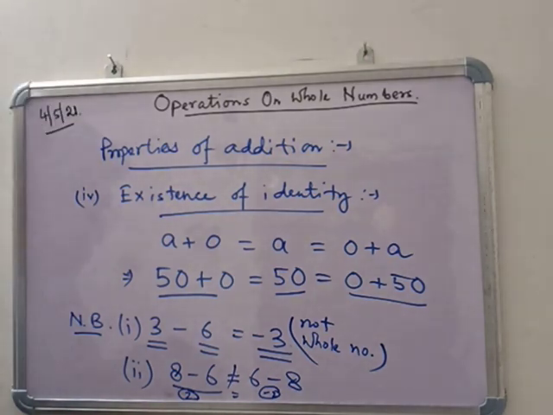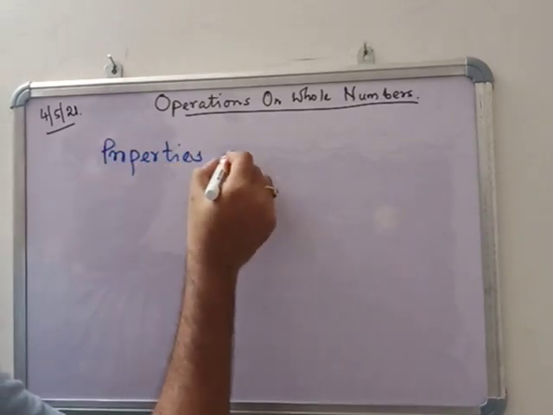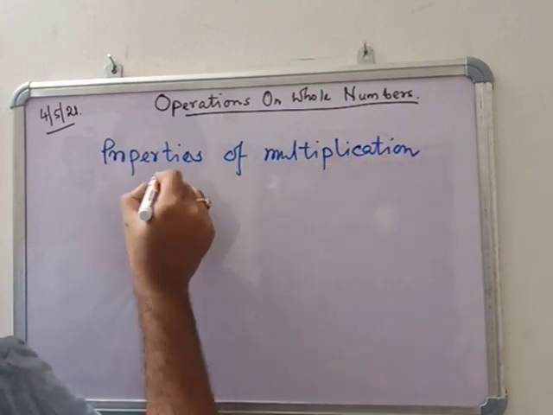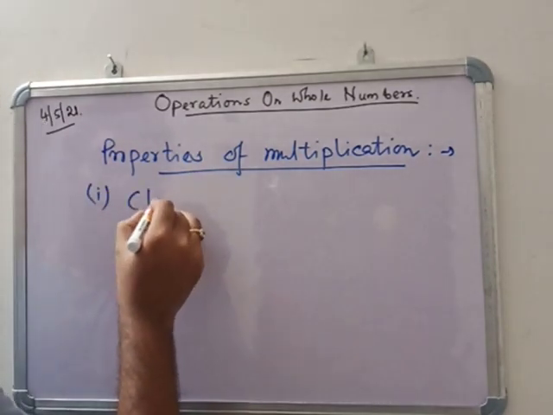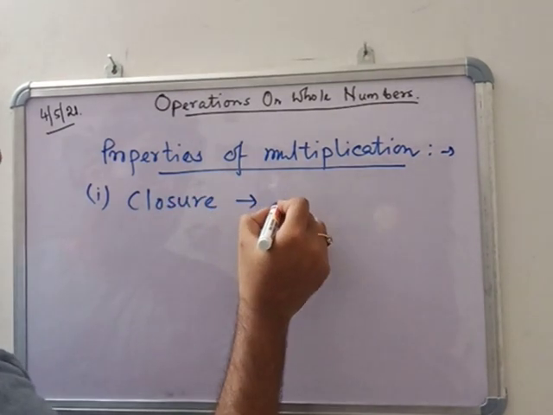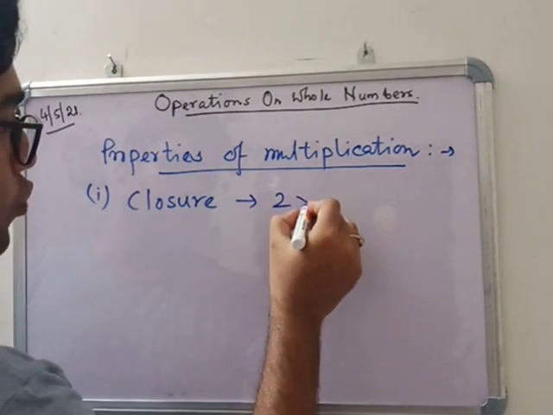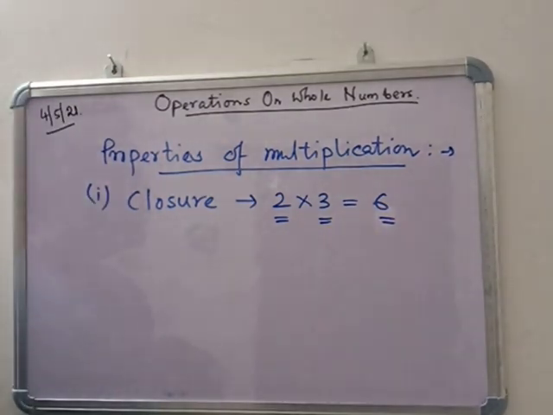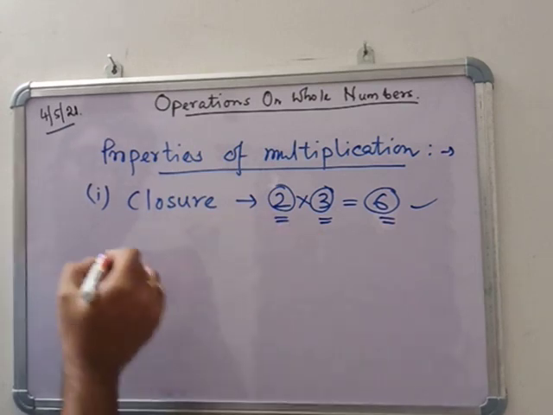Now we are going to the multiplication of whole numbers, and its properties. In number 1, the closure property: if we multiply any two whole numbers, we get a whole number. Suppose we multiply 2 into 3 equals 6. 2 is a whole number, 3 is a whole number, and 6 is also a whole number. So when we multiply two whole numbers, we always get a whole number. This is the closure property of multiplication.